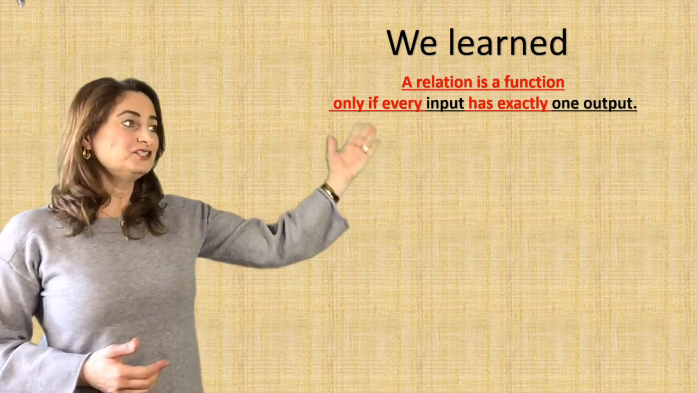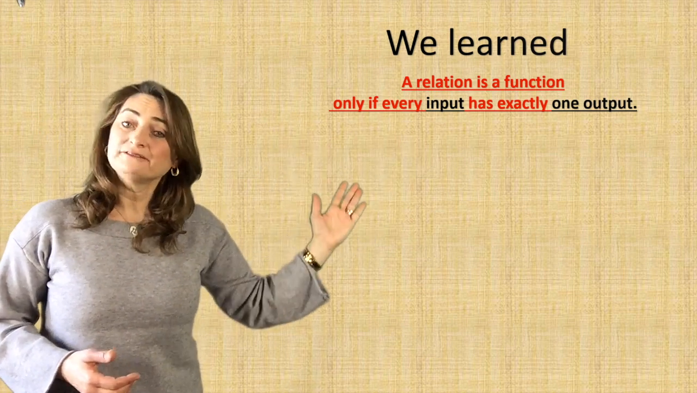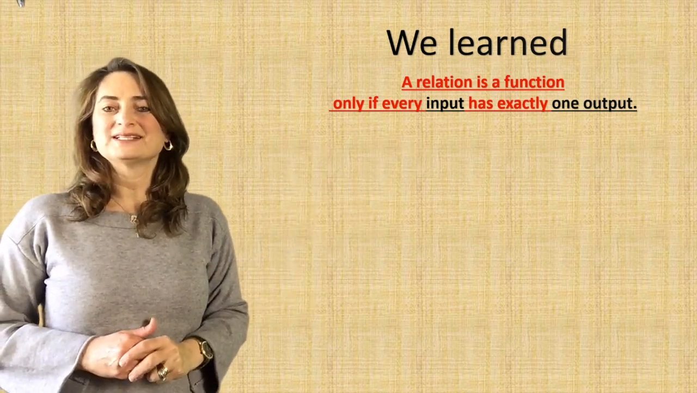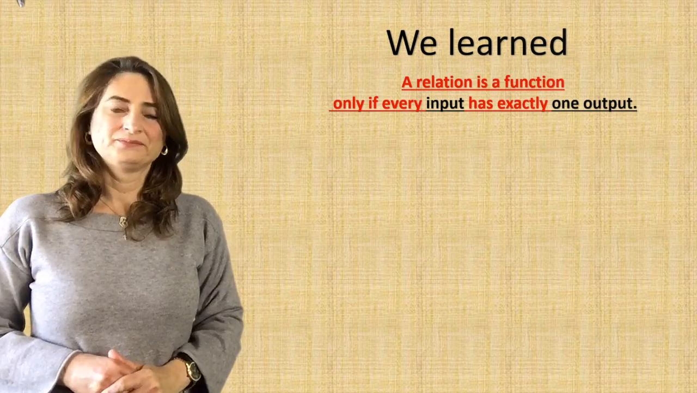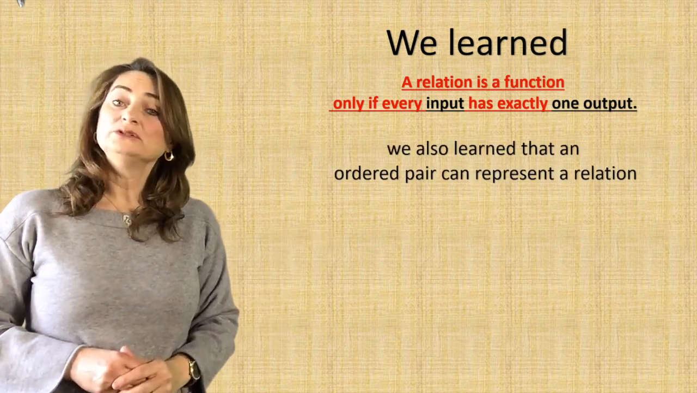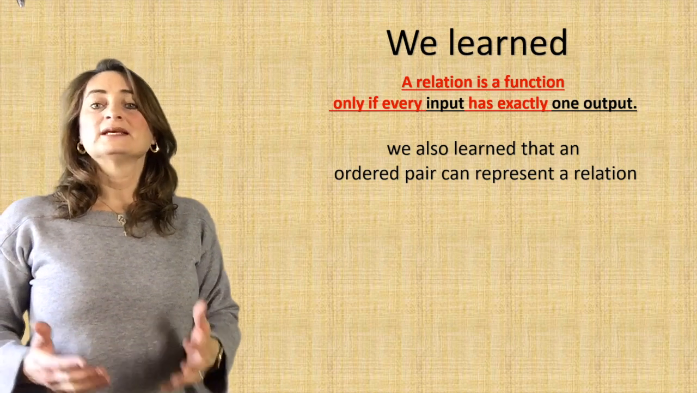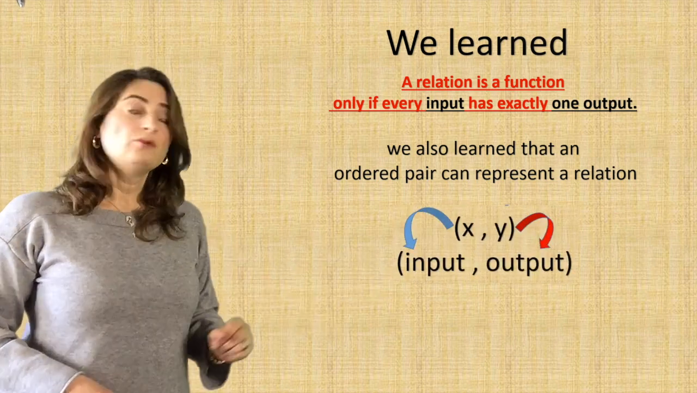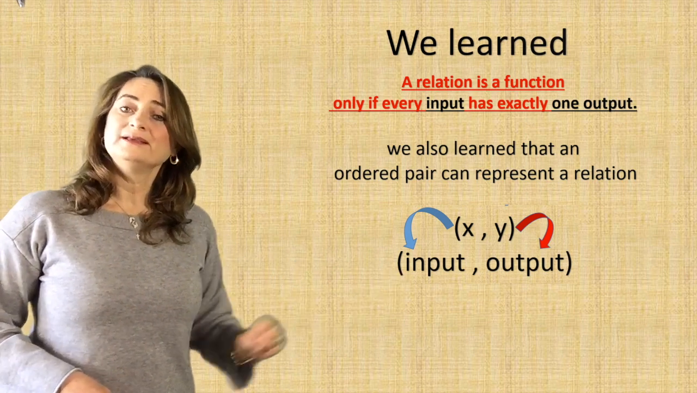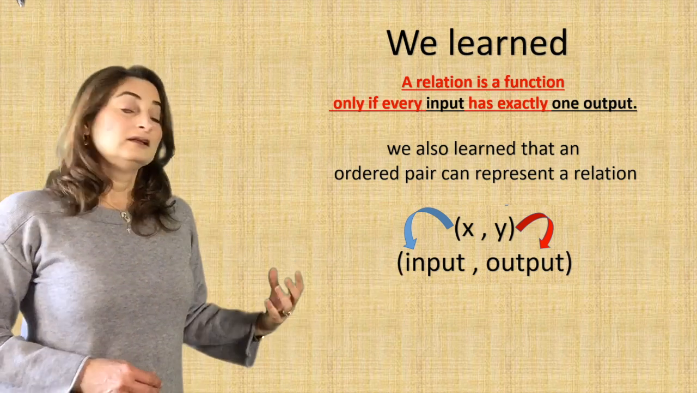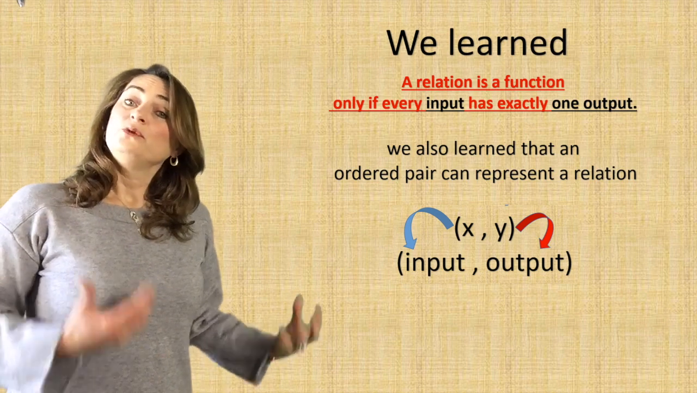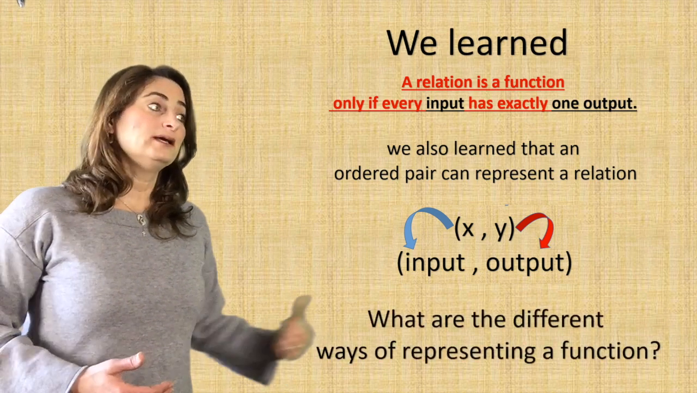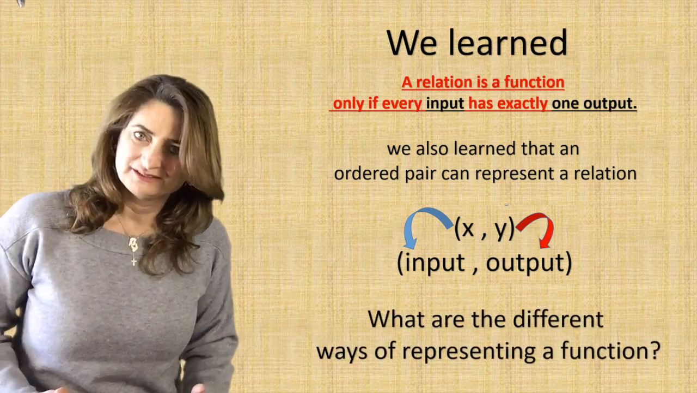Last lesson, we learned about relations and functions. We learned a relation is a function only if every input has exactly one output. We also learned that an ordered pair can represent a relation with x and y as an ordered pair, where x is the input and y is the output. Today, we will learn the different ways of representing a function.